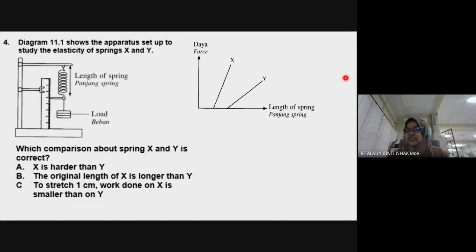What is the answer for question number 4? A. Okay, so everybody answered A. So the correct answer is A. If you look at the graph, the gradient for X is bigger than the gradient for Y. So from here, we can conclude that X is harder or stiffer than Y. Okay, so continue to question 5.